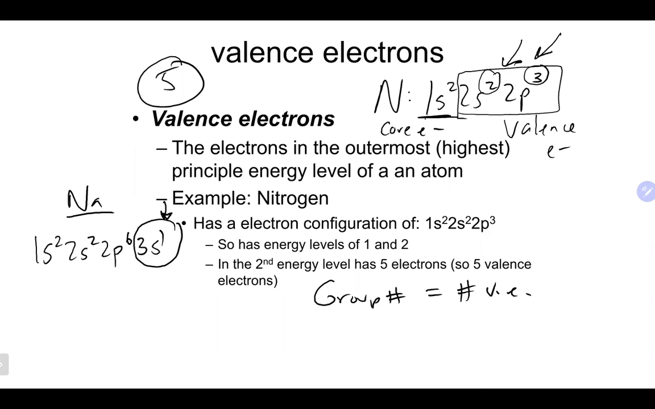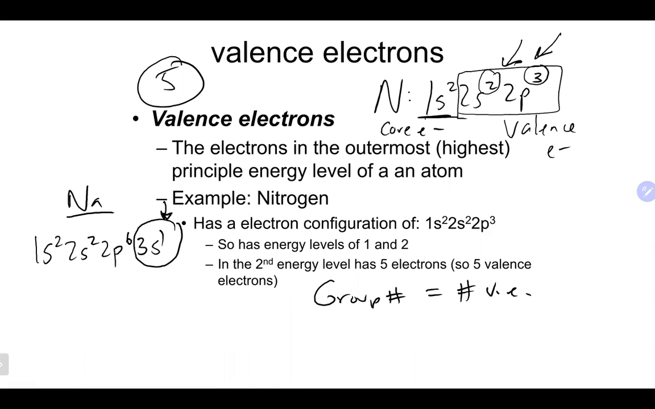Groups 3, 4, 5, 6, 7, and 8 have 3 through 8 valence electrons. One exception would be helium in group 8. Helium only has 2 valence electrons because helium only has a total of 2 electrons, so it can't have more than that. Everybody else in group 8 will have 8.